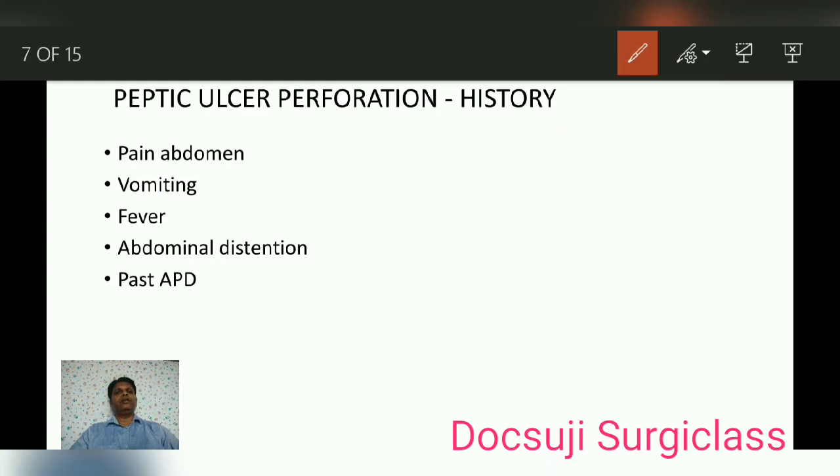Next one is vomiting. Vomiting will be there, and fever will also be there. And the main thing, because of the fluid, you will get abdominal distension. And one more important thing, the patient will give you a past history of peptic ulcer disease. So these are the things you will elicit in the history.